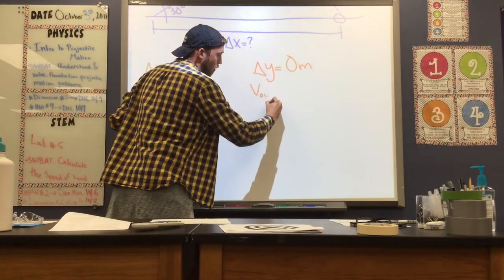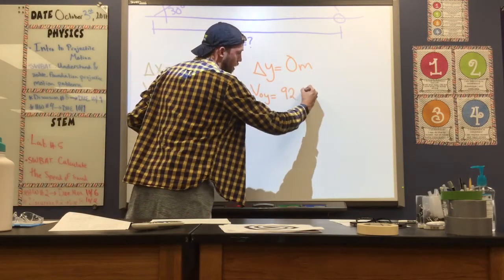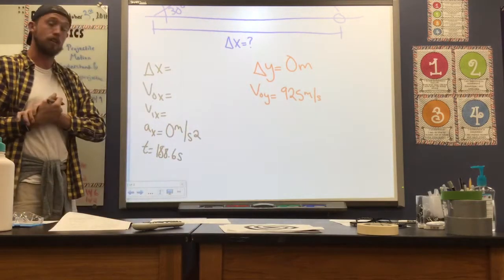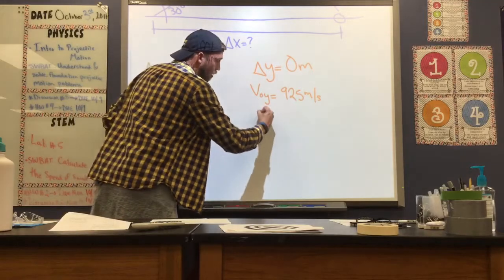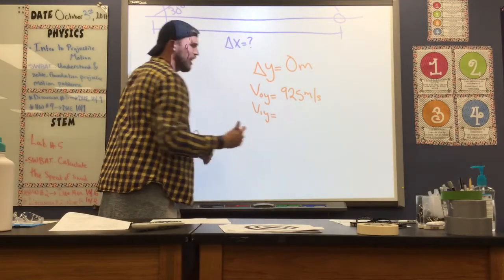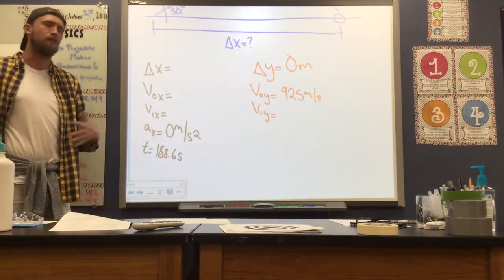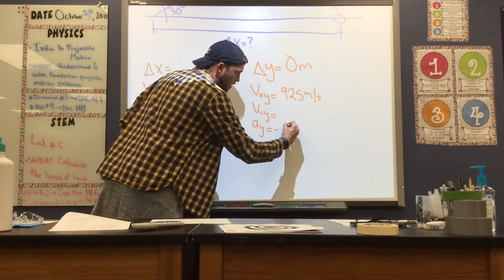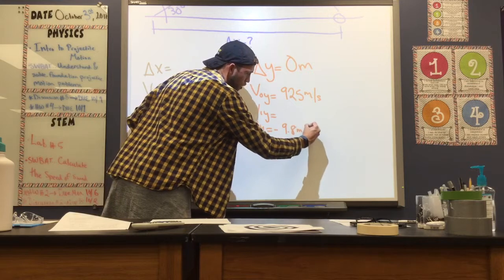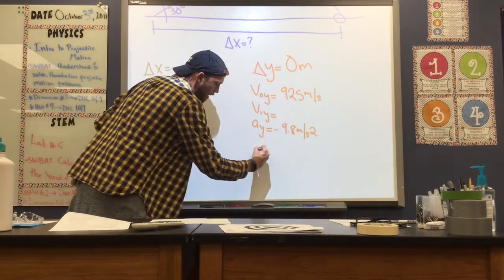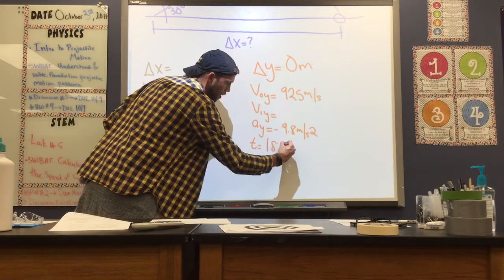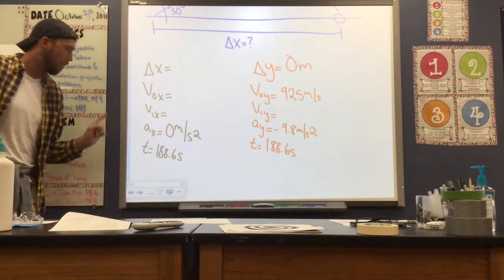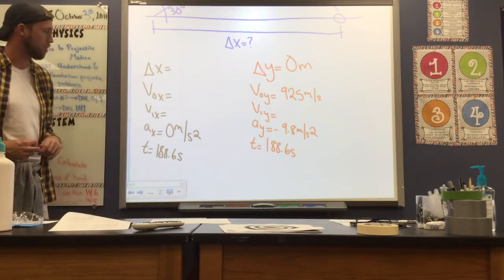Initial velocity in the y direction we found to be 925 meters per second, just using our angle and the initial velocity we were given. Final velocity in the y, we weren't really given that value and we weren't asked to solve for it, so we're not going to pay too much attention to it here. And acceleration in the y was negative 9.8 meters per second squared. My time, as we solved for previously, was 188.6 seconds. That is something, if you'll remember, that is always going to be the same in both directions.